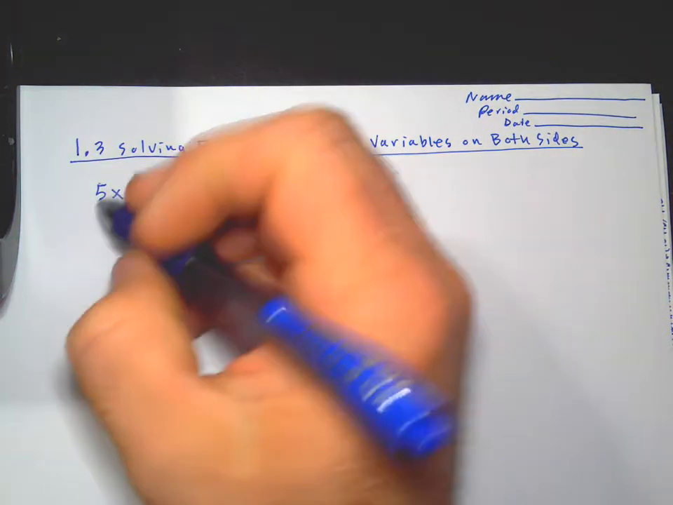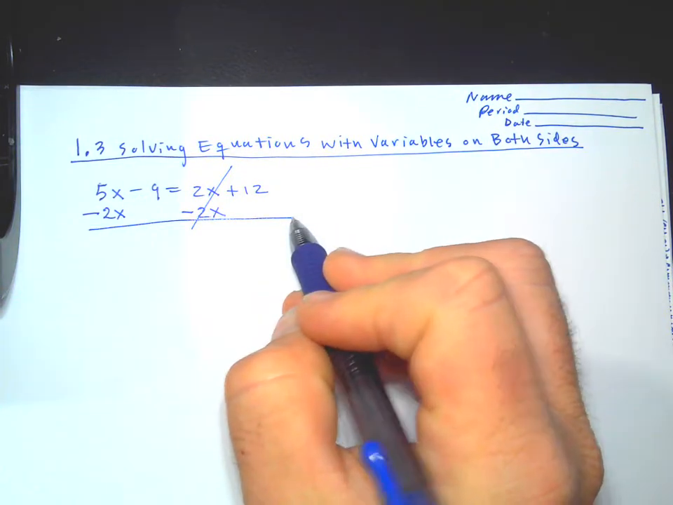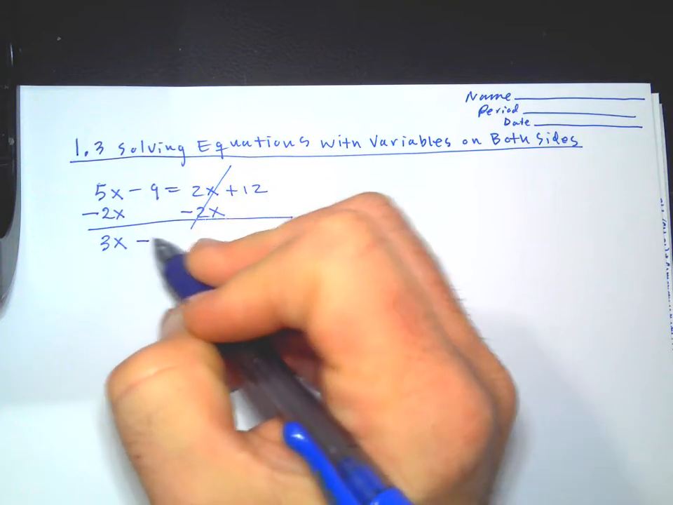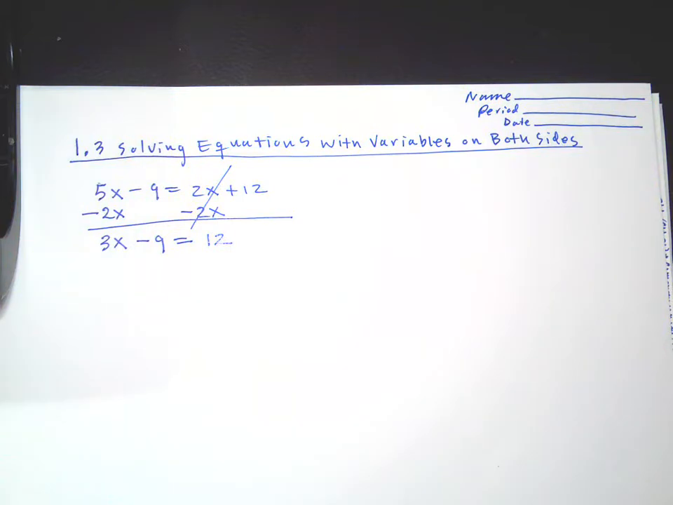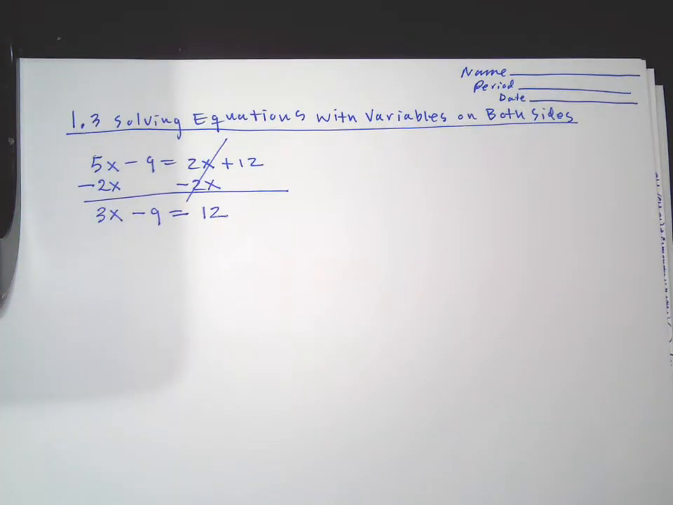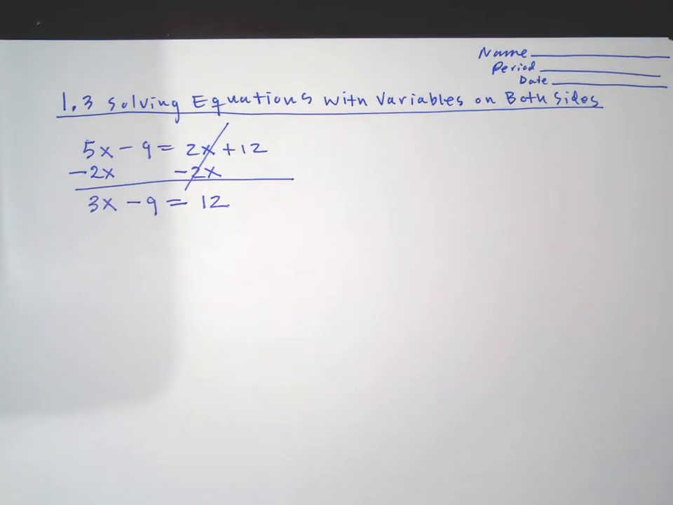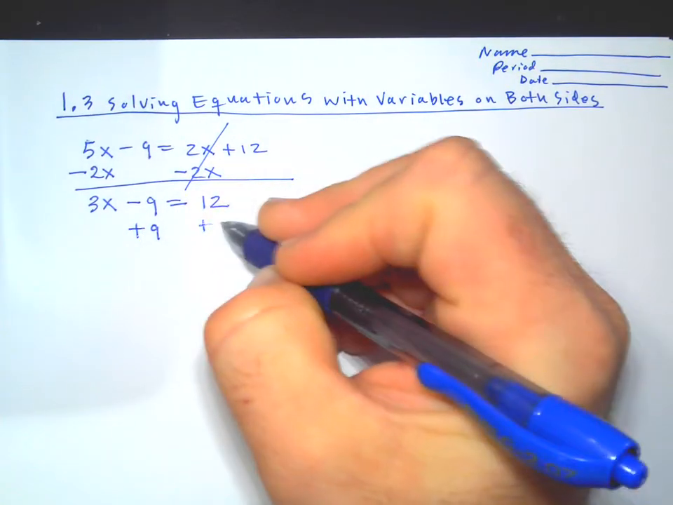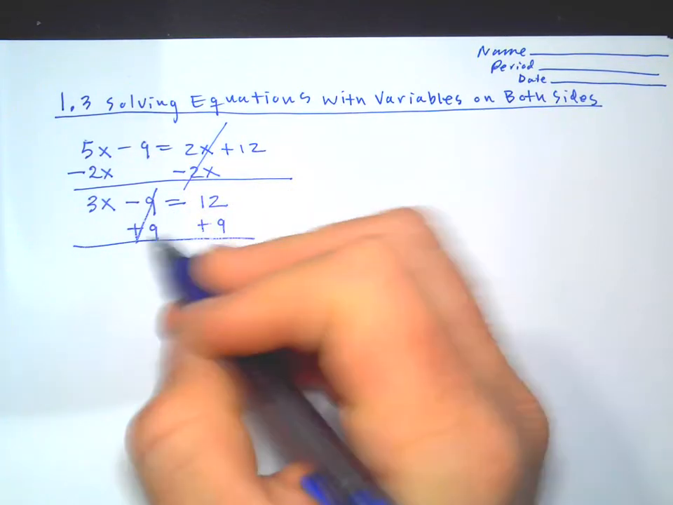And we're allowed to do that as long as we balance it out and do the same thing to both sides. So, show that work. Down here, we get 3x, 5x minus 2x, and minus 9 equals 12. So that's our new equation. And now this problem just looks like the ones we were doing last week. So we want to get the x by itself, solve for x. So we're going to get rid of addition and subtraction first, reverse order of operations. Add 9, get rid of the minus 9, get to the same thing both sides.